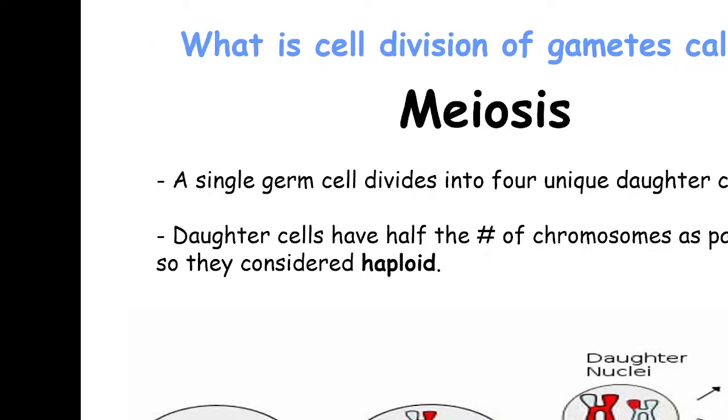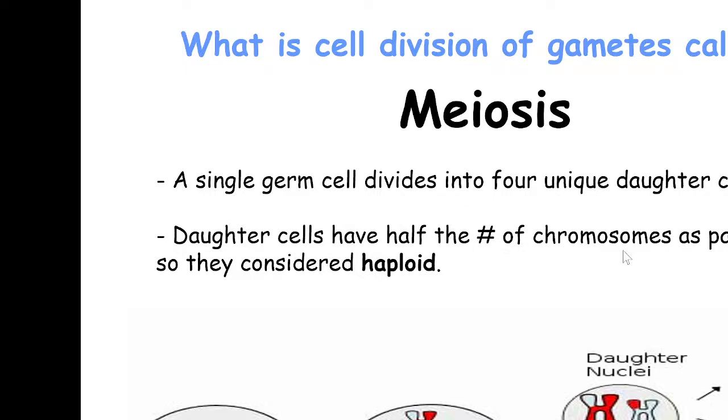Another type of cell division is called meiosis. What is the cell division of gametes called? Meiosis. So in the meiosis process gametes are produced, whereas in mitosis similar types of cells are produced. A single germ cell, reproductive cell or sex cell divides into 4 unique daughter cells, whereas in mitosis only 2 daughter cells are produced. In meiosis, 4 daughter cells are produced, but all these daughter cells are haploid in nature. In mitosis, the daughter cells are diploid in nature, whereas in meiosis the daughter cells produced are 4 and they are haploid in nature.